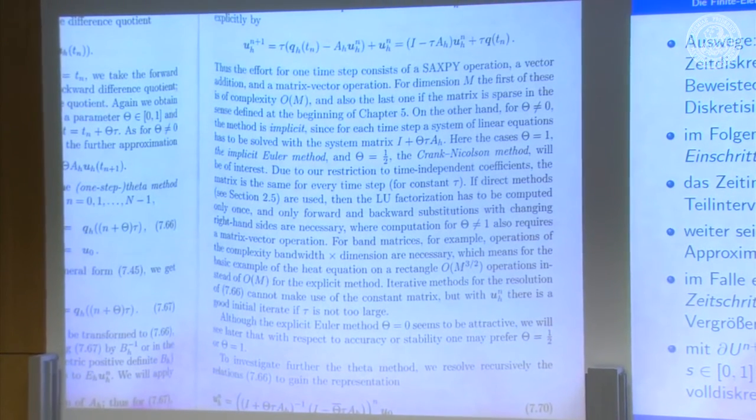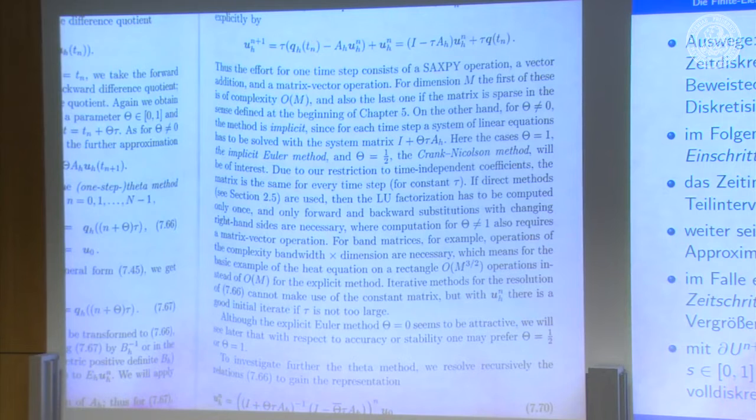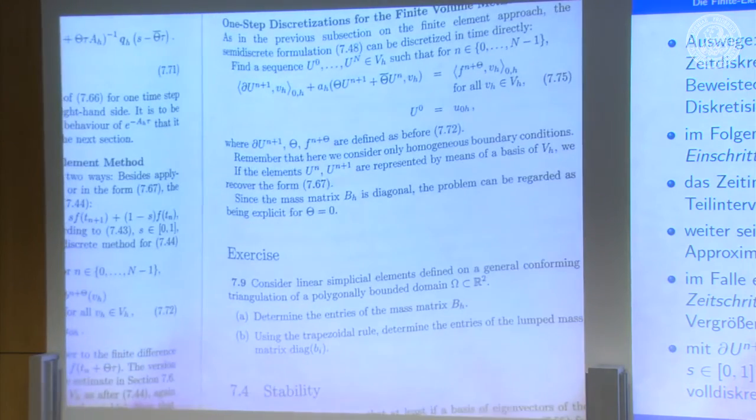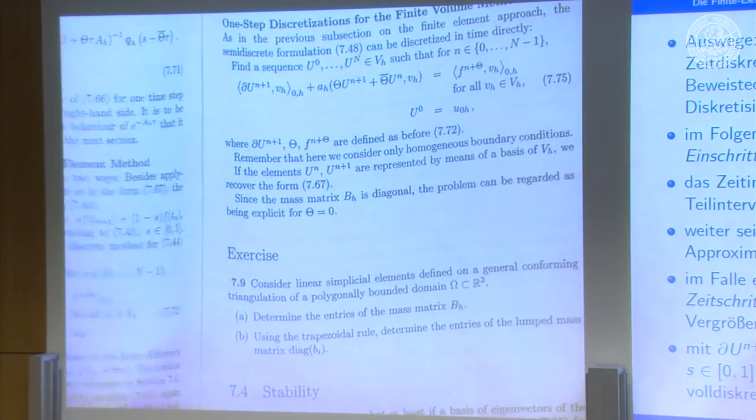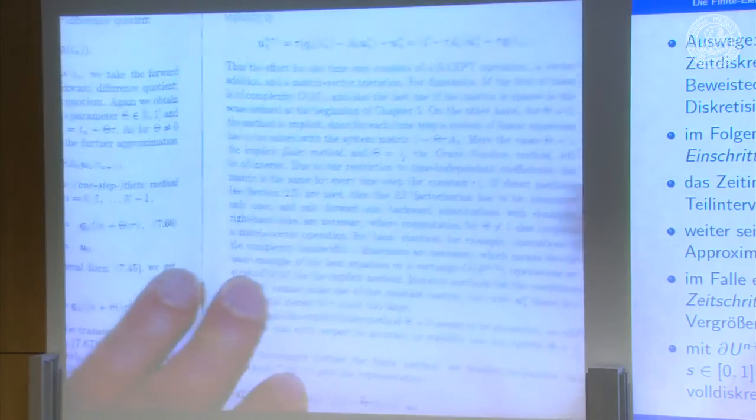It cannot be accuracy. Accuracy is the same. If we head for accuracy, then we should take the theta equals 1/2 situation, what is called the Crank-Nicolson method. Okay, so maybe let's write down a few formulas so that we see what we are doing here.